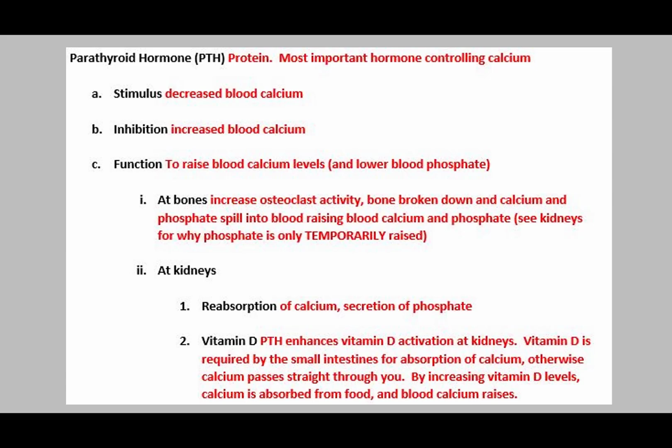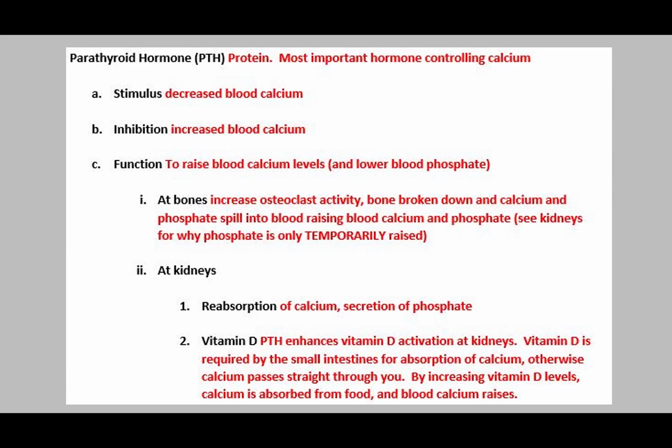Here's where it might get a little bit tricky. Its function is to raise blood calcium levels, but at the same time, it's going to lower blood phosphate levels. So that might be a little tricky. How do we do that? Because, as we just saw, blood calcium and blood phosphate tend to go in the same direction. Remember, calcitonin lowered both blood calcium and blood phosphate. But parathyroid hormone raises blood calcium, but it also lowers blood phosphate. So let's see how that happens.